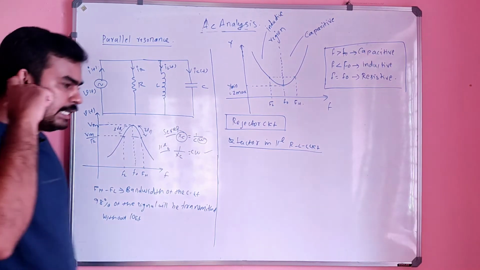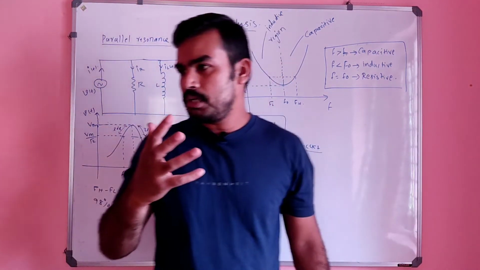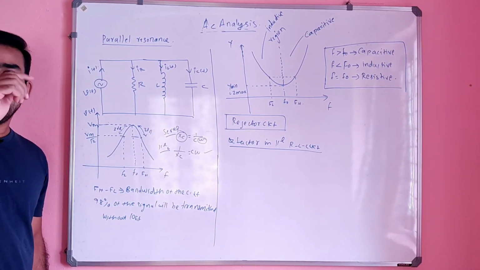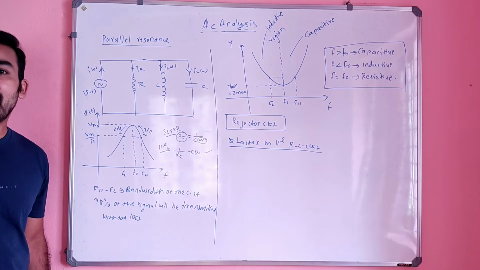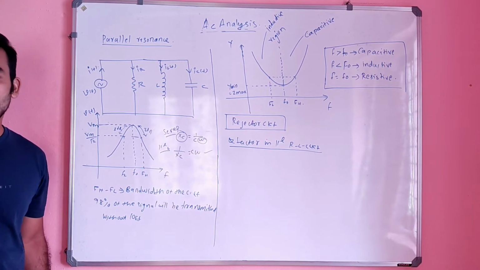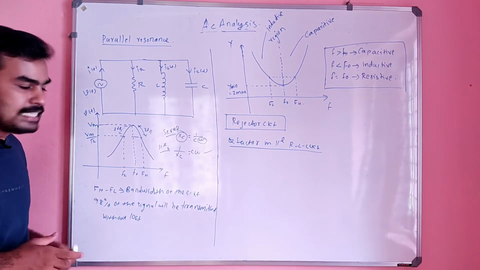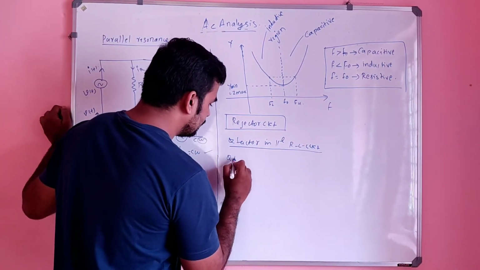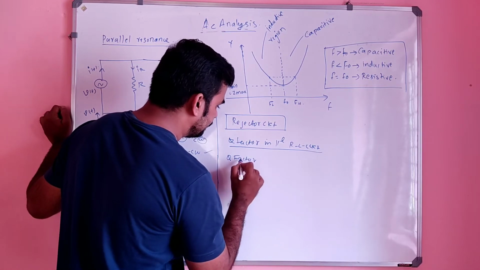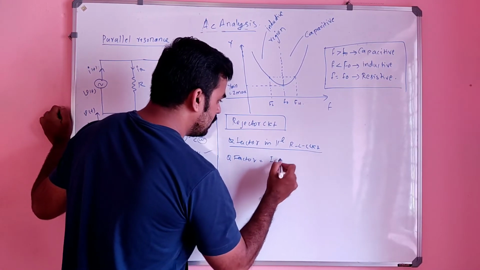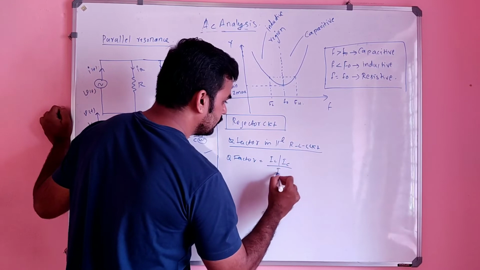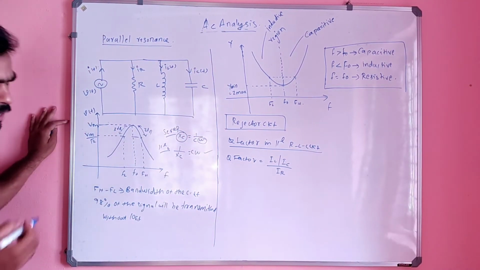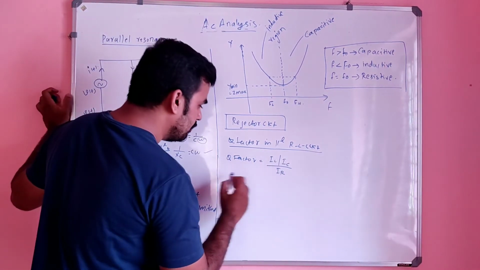Likewise, in the series RLC circuit, what was the equation for Q factor there? Q factor was nothing but VL or VC to VR, right? Here in the same manner, we can say that Q factor is nothing but IL or IC to IR. That is the equation for Q factor. Let's check what IL by IR is.